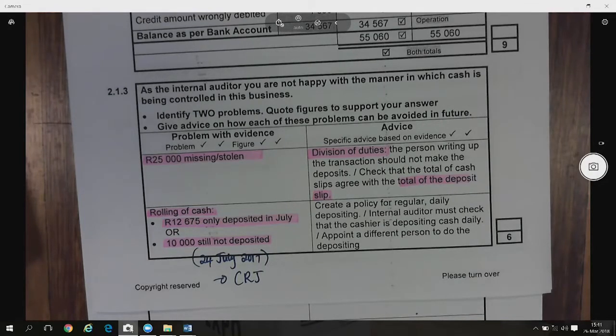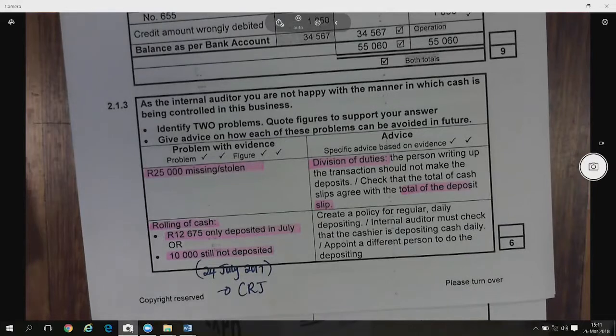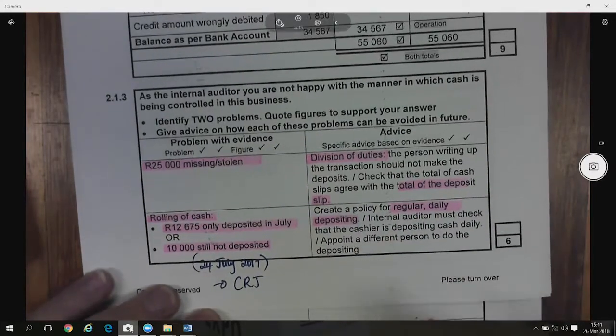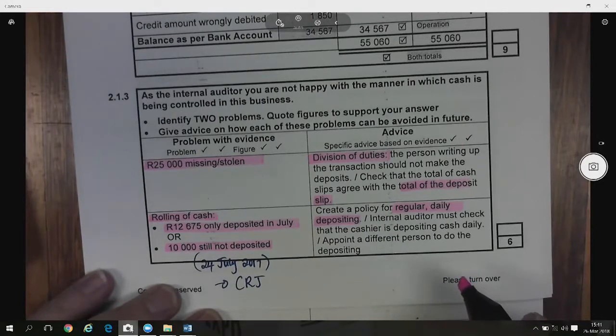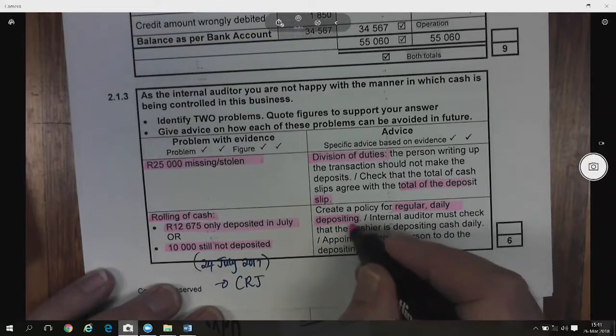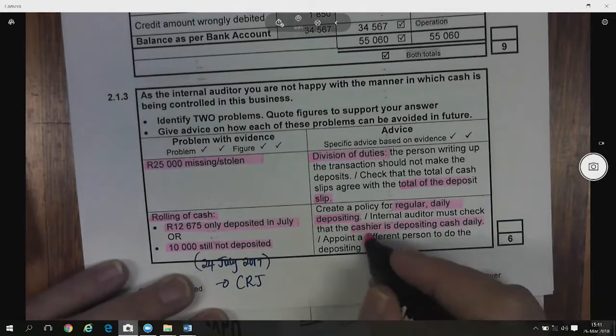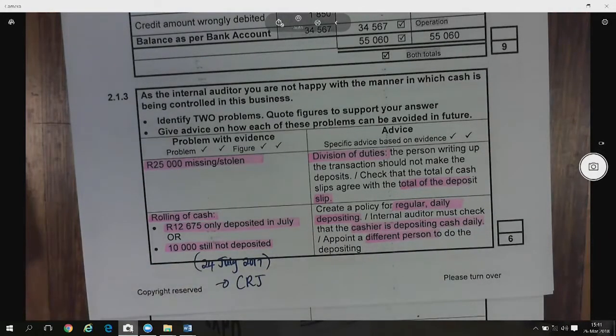For the rolling of cash, create a policy for regular daily depositing of money. The internal auditor must check that the cashier is depositing cash daily. So whatever you receive today must be on the bank statement tomorrow. Appoint a different person to do the depositing. That is also division of duties.